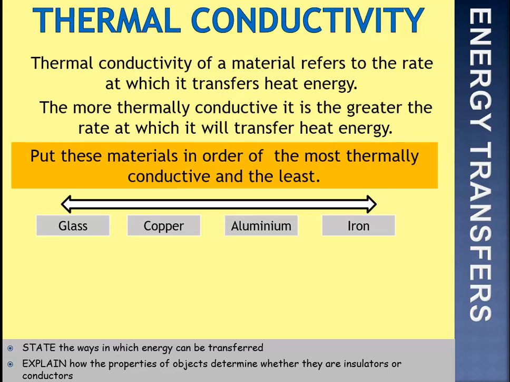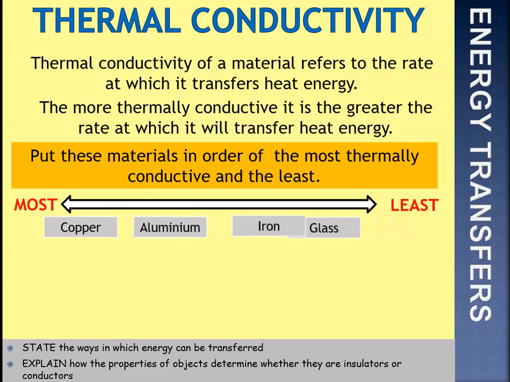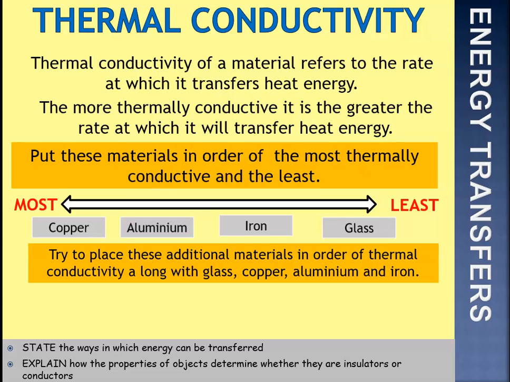So, we've got 4 objects there. If you pause the video and place them in order of which is most and least conductive, most to the left, least to the right. Okay, we should organise those in this order. Copper is the most conductive, then aluminium, iron, and then glass at the bottom.